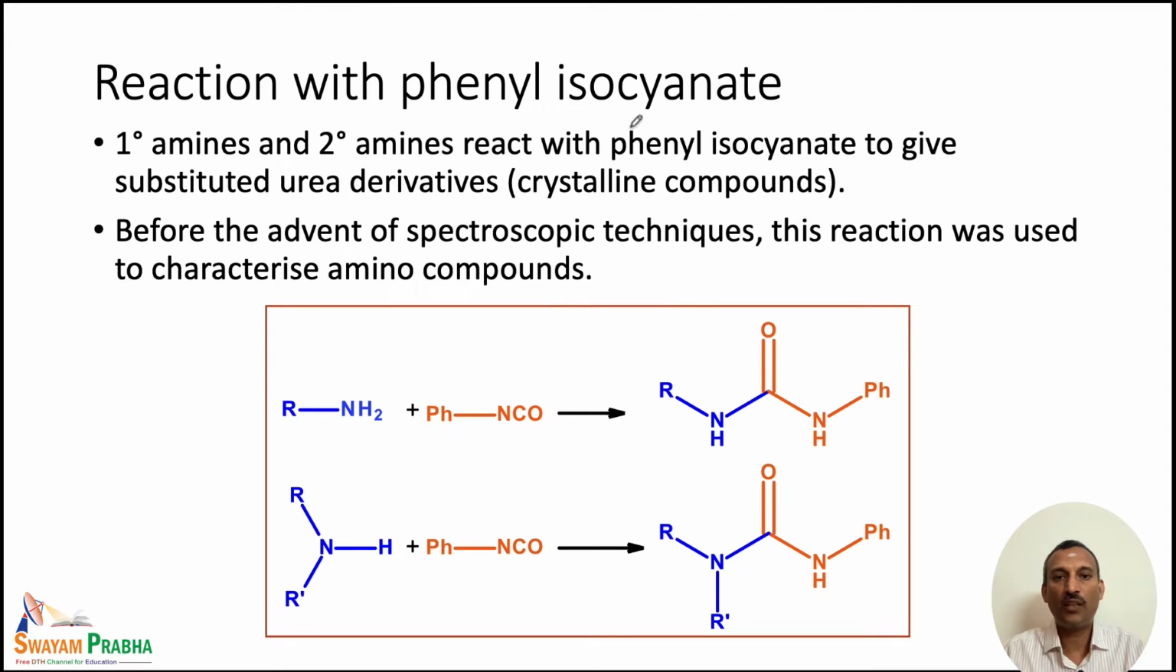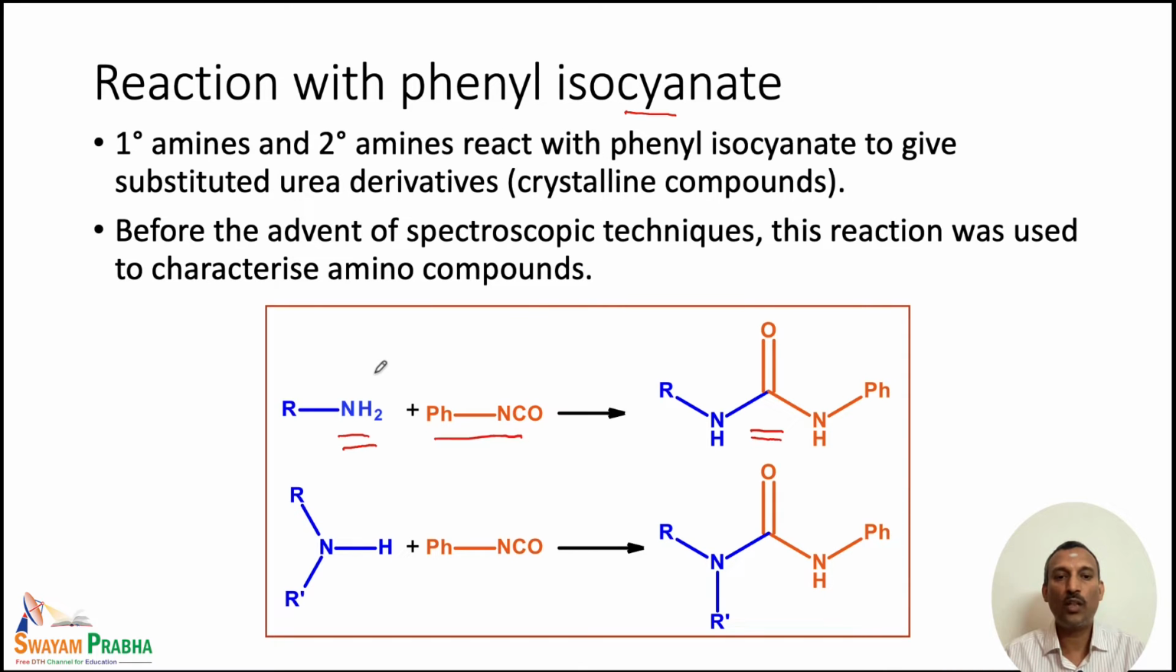The next reaction is the reaction with phenyl isocyanate. Here again, the primary or the secondary amine reacts with the phenyl isocyanate to give the substituted urea derivative. These are basically crystalline compounds. They can be used as a confirmatory test for the amino compounds.